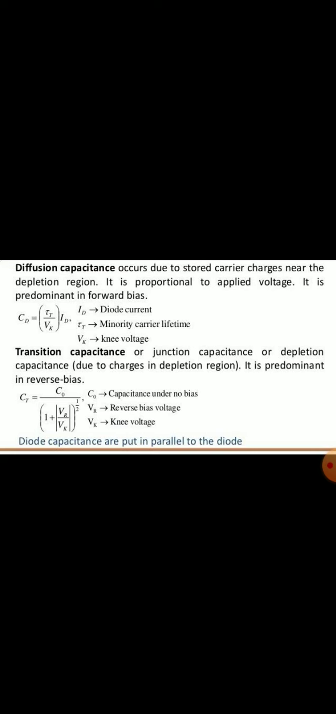Transition capacitance is otherwise called junction capacitance or depletion capacitance, because it is due to charges in the depletion region. It is very predominant in reverse bias condition. It has the formula Ct = C0 / (1 + |Vr|/Vk)^(1/2), where C0 is the capacitance under no bias condition, Vr is the reverse bias voltage and Vk is the knee voltage.